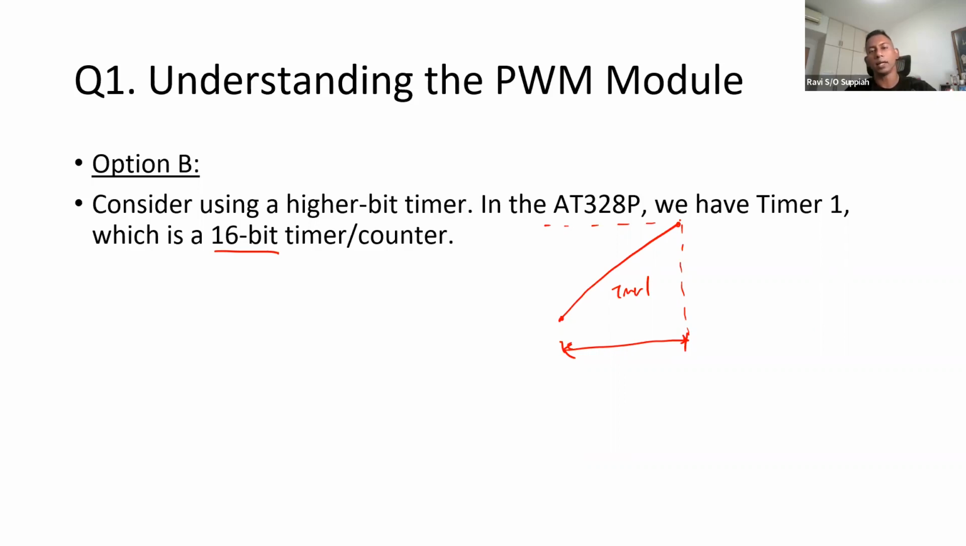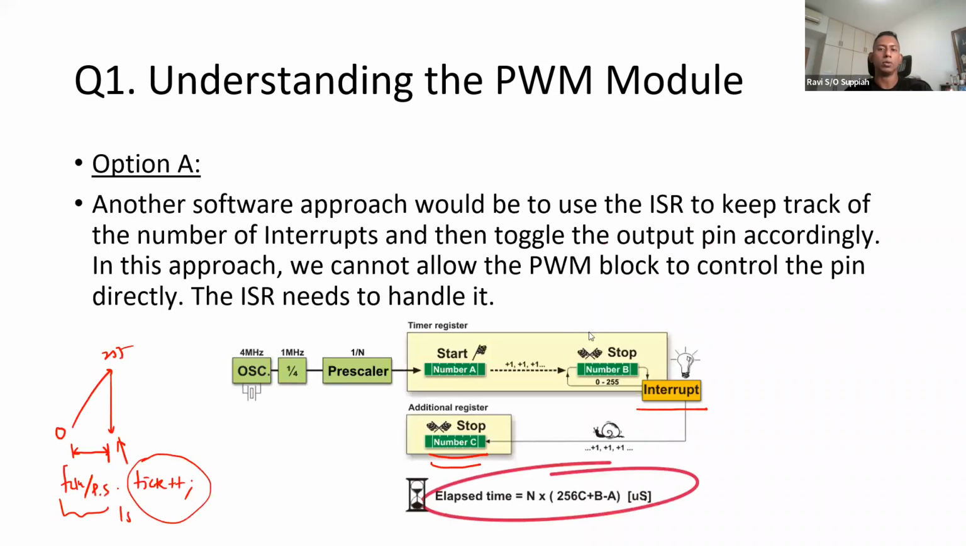I think the idea behind the question is just to have some discussion on how to generate a particular PWM or periodic signal where we are not able to do it with the current hardware that we may have. If we have another better hardware, like in this case a timer 1 with a 16-bit timer, then that can help us solve the problem. If we don't have that, then we will need to use some other software approach like this.